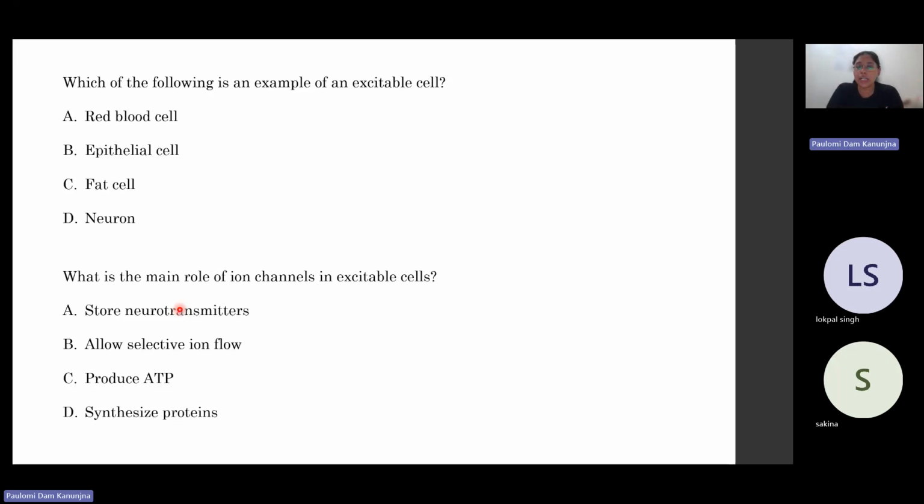Right. So this is the first topic that we were discussing, excitable cells and non-excitable cells. What do you mean by excitable cells? The question asks here, which of the following is an example of an excitable cell, and what is the main role of ion channels in excitable cells?